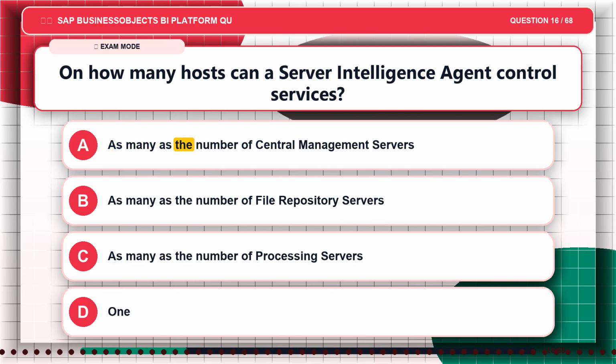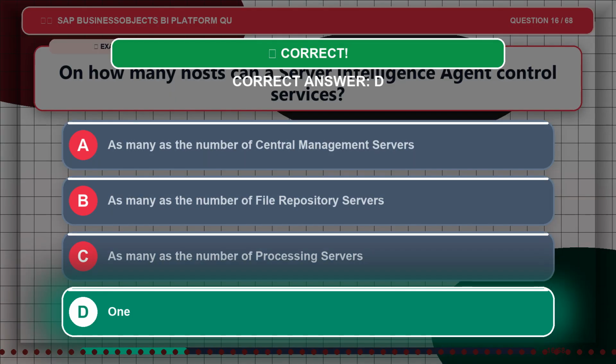Option A, as many as the number of central management servers. Option B, as many as the number of file repository servers. Option C, as many as the number of processing servers. Option D, 1. The correct answer is option D, 1.